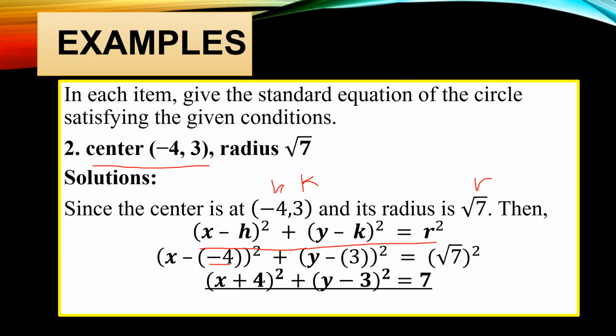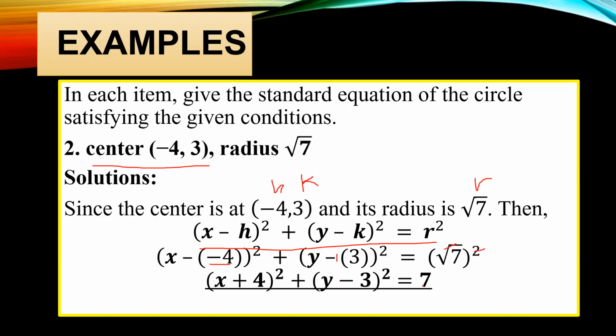Next, we have x plus 4. Why plus 4? Since we have negative times -4, that is positive 4. Therefore, we have x plus 4 squared. Then y minus 3. Why minus 3? Because -1 times positive 3 is just -3. That is y minus 3 squared. Then we have here equal to 7. Why 7? We have the square root and we have the square, so we can cancel the square root sign and the square. So therefore, it's equal to 7.